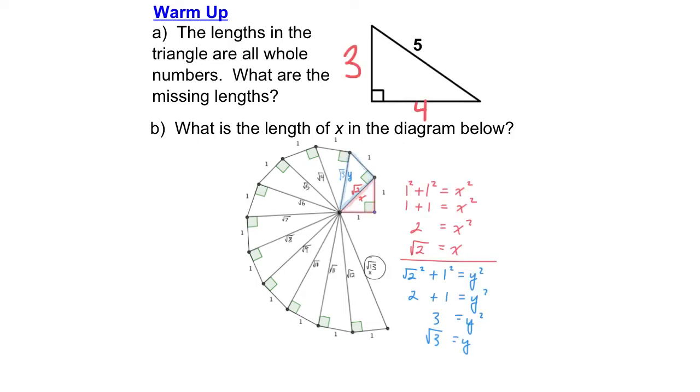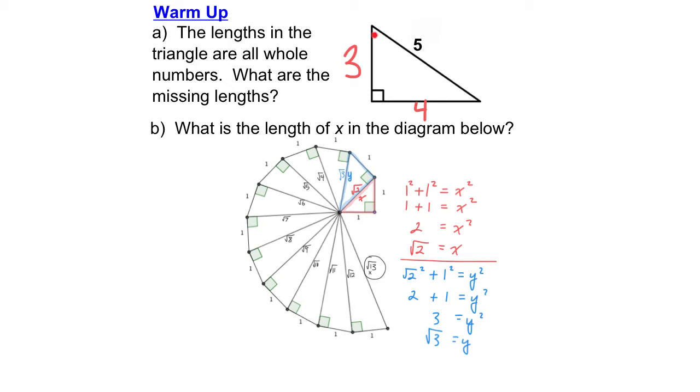These problems are probably not something that you're used to. Did you figure this one out? 3, 4. How did you know that? Well, we need to make sure that it lines up with Pythagorean theorem. 3 squared plus 4 squared equals 5 squared.